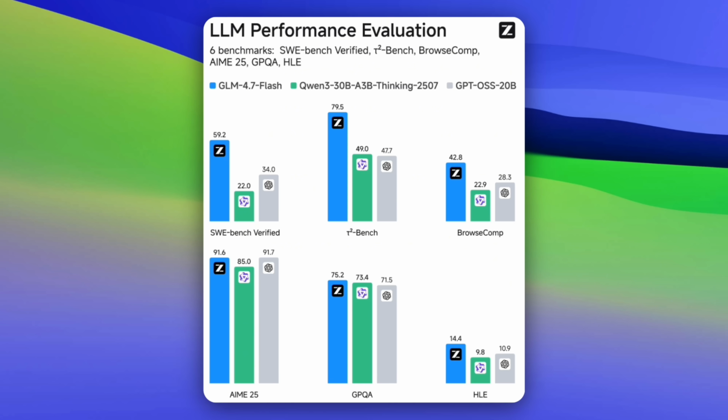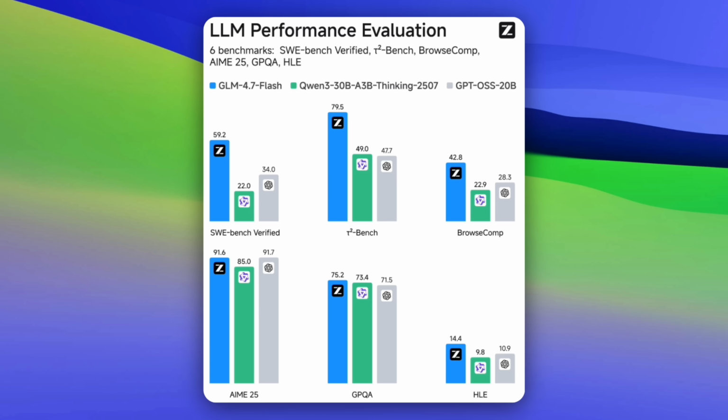GPQA tests graduate level science knowledge, and GLM 4.7 Flash hits 75.2%. Qwen 3 is at 73.4%. GPT-OSS is at 71.5%, so that's pretty solid for GLM 4.7.